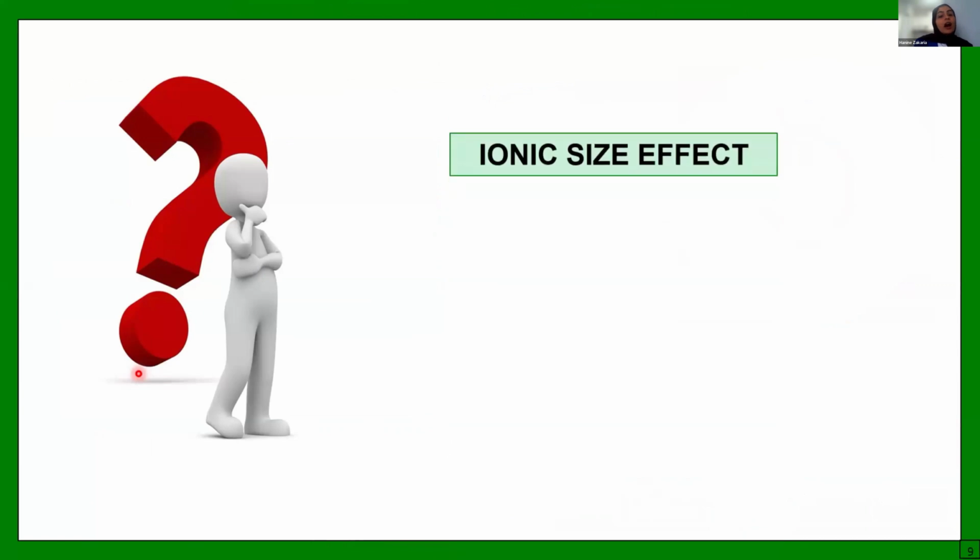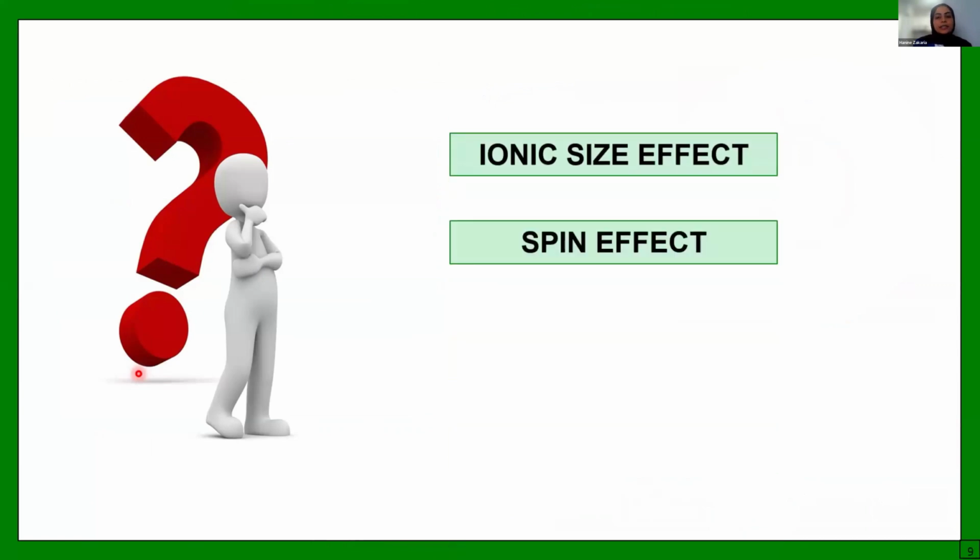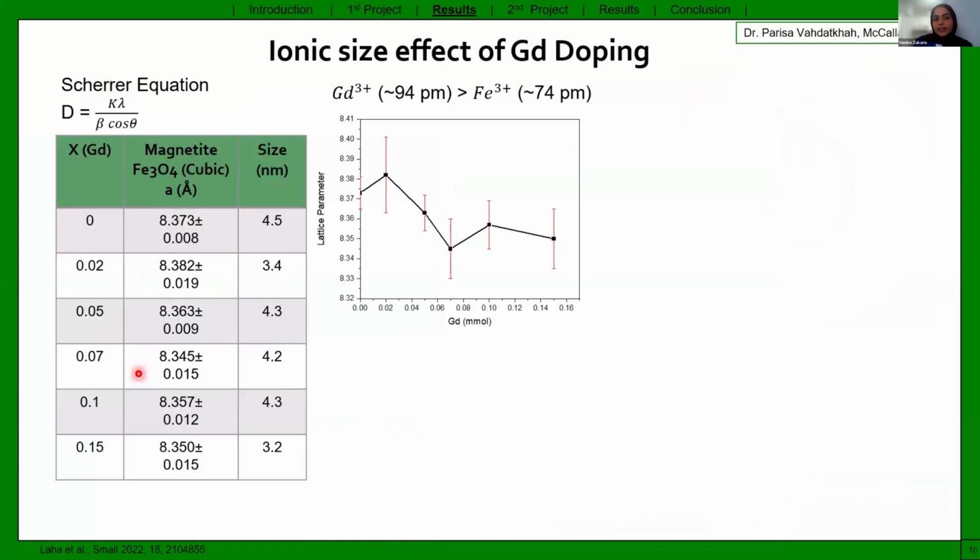Now we're working on understanding this behavior by considering whether it's the ionic size effect or the spin effect or simply both of them that are playing a role in this behavior. And we're considering the ionic size effect because Gd has a larger ionic radius than iron 3+. And we obtained the lattice parameters, and as you can see here, we have a slight change in the lattice constant with different Gd concentration.